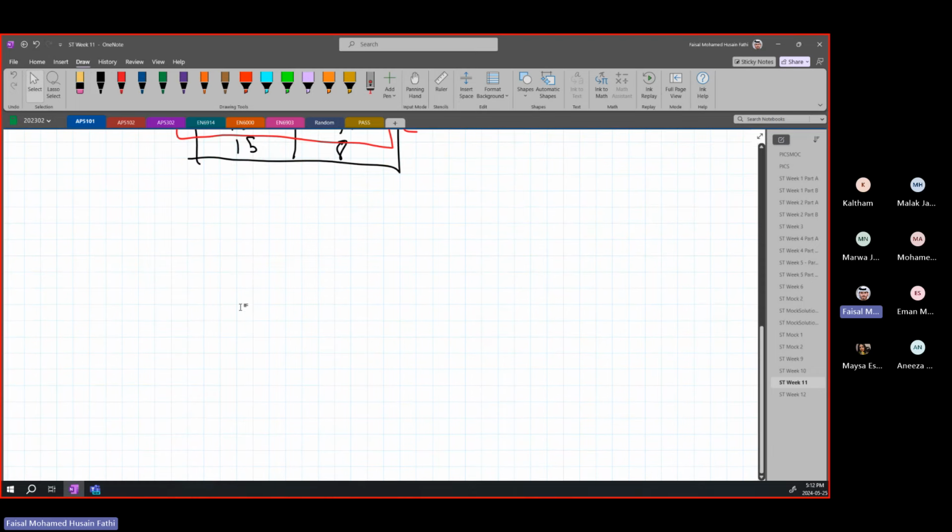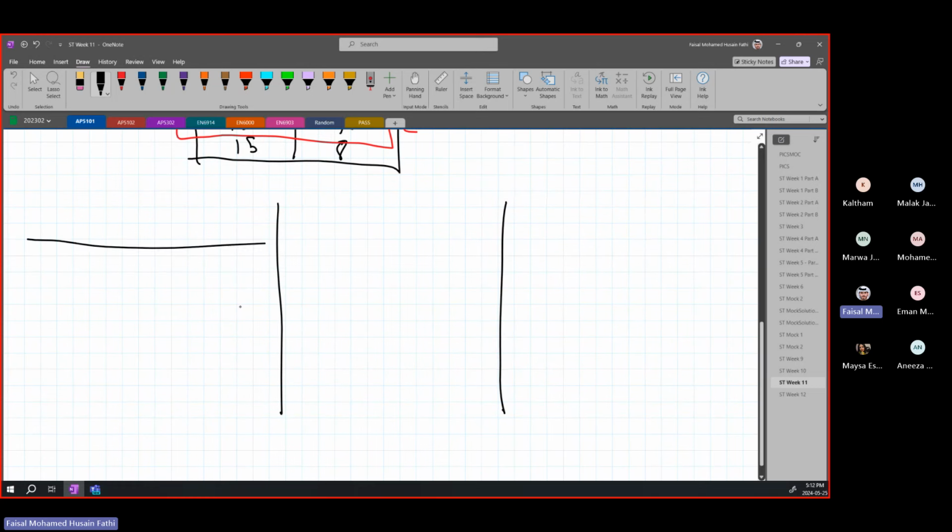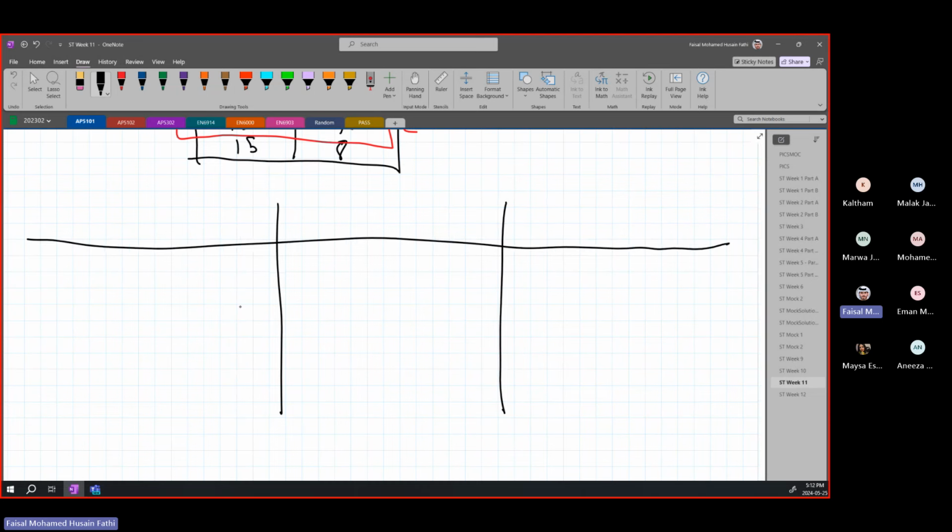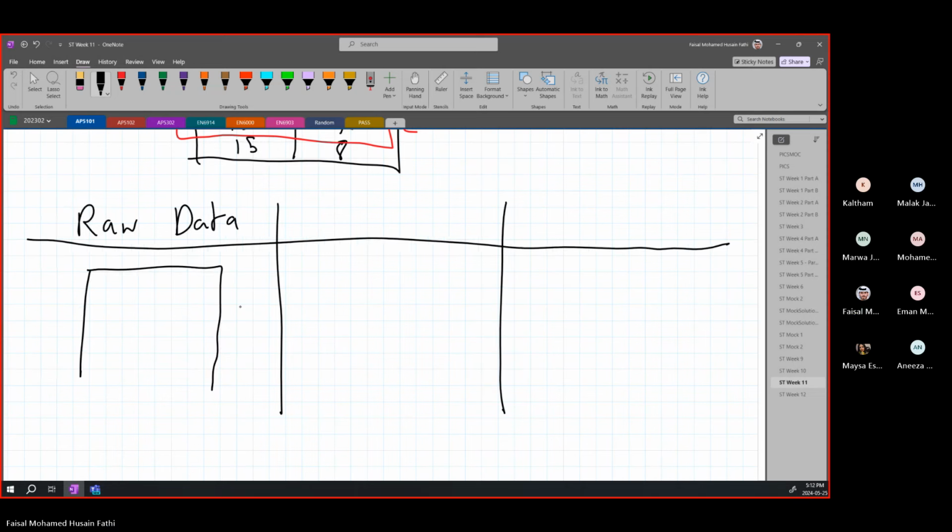Okay, so the first thing we need to look at is the types of data we have before we move on. So we have three main ways of presenting data, okay, depending on the type of survey we did and depending on the way we have presented it. So the first one is going to be raw data. And this is usually just a simple one table.